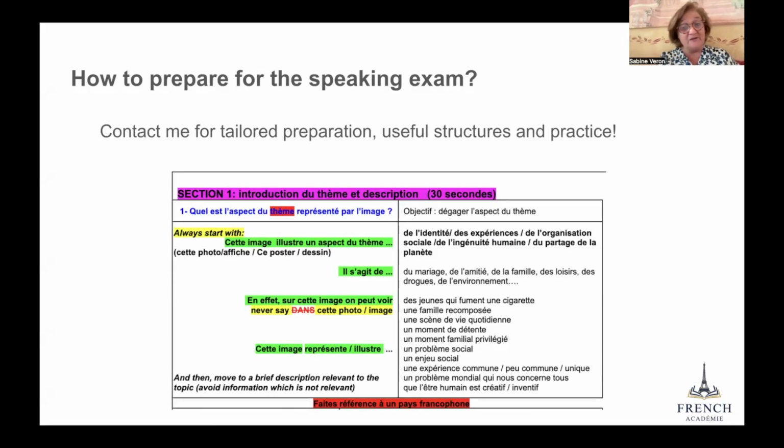So, how to prepare for the speaking exam? You can contact me, of course, for tailored preparation, useful structures, and practice. Here are some examples of some of the transferable structures I was talking about.